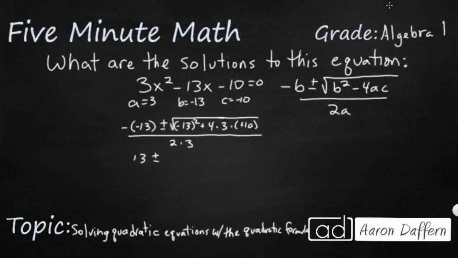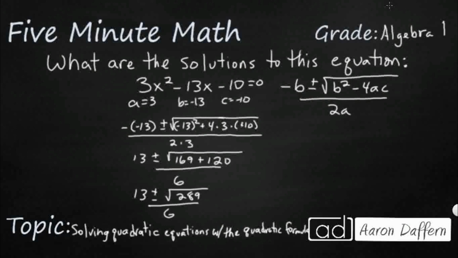Okay, so now we need negative 13 squared, so that is going to be 169 plus 4 times 3 times 10. It was a positive there, that's 12 times 10, 120, over 6. So the biggest one is going to be within that square root, obviously. So 13 plus or minus the square root of 289 over 6. And this is where it gets fun because you see that the square root of 289 is just 17. So now we're stuck with this, 13 plus or minus 17 over 6.